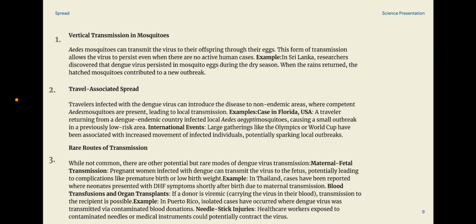Blood transfusions and organ transplants. If a donor is carrying the virus in their blood, transmission to the recipient is possible. For example, in Puerto Rico, isolated cases have occurred where the dengue virus was transmitted via contaminated blood donation. Needle stick injuries. Healthcare workers exposed to contaminated needles or medical instruments could potentially contract the virus.